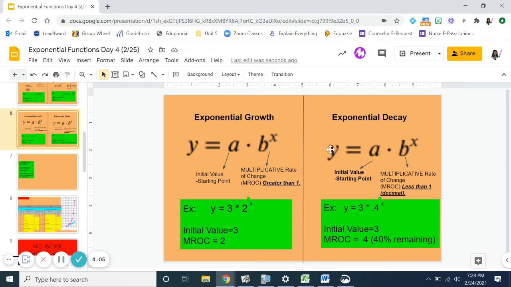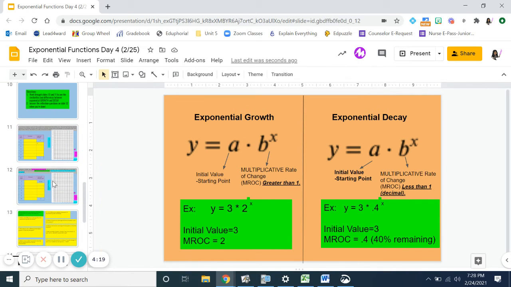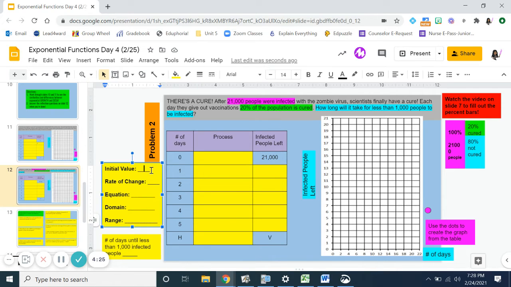Now, the equation is set up y equals a, which represents your starting point or initial value, times b, which is your multiplicative rate of change, to the power of x. So let's talk about that starting point. How many people did we start off with being infected? 21,000. So right here, I'm going to put 21,000.